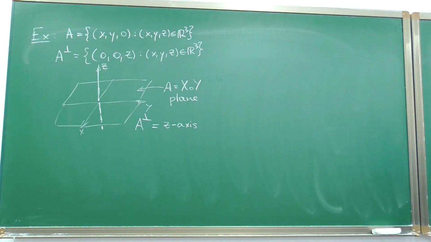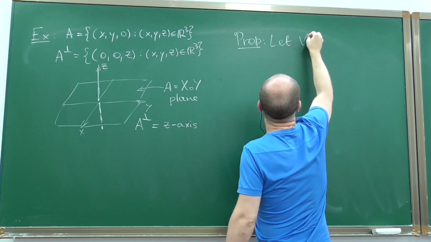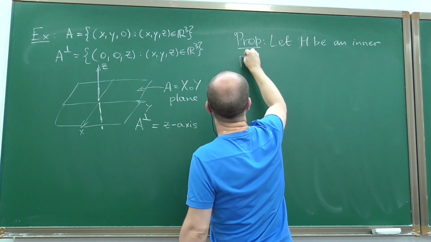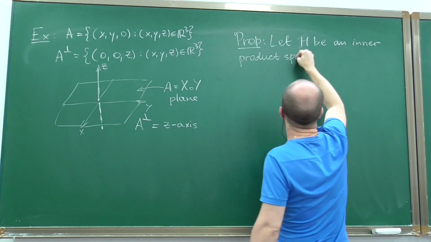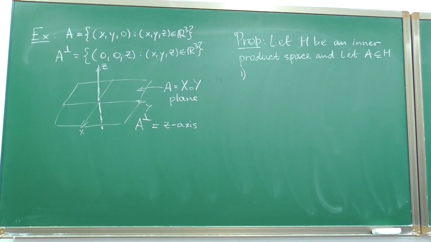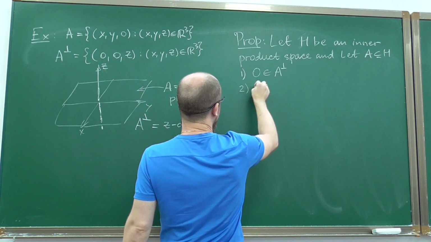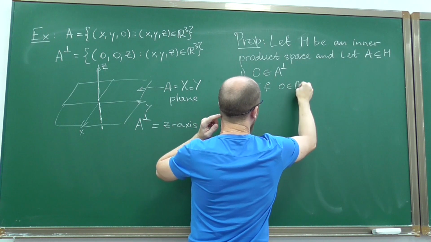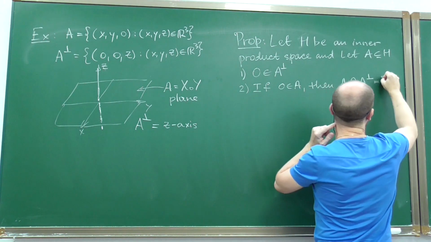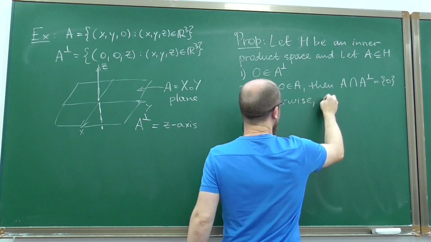Now let me list the properties of the orthogonal complement. Proposition. Let H be an inner product space, and let A be a subset. 0 belongs to the orthogonal complement of A. As a consequence of this, if 0 belongs to A, then A and its orthogonal complement intersect at 0. Otherwise, they do not intersect.